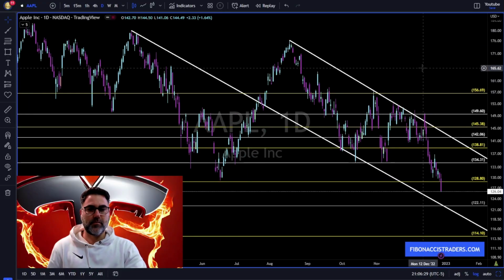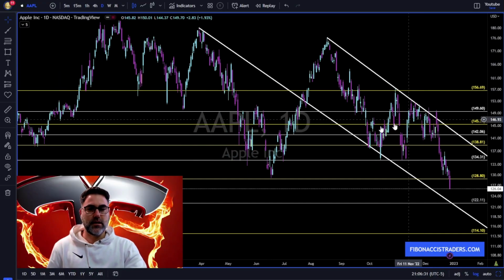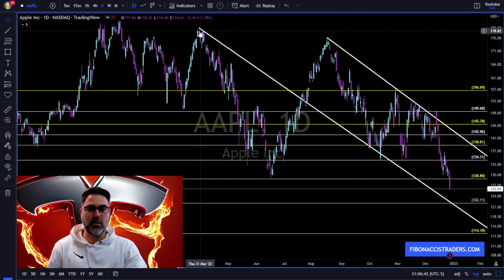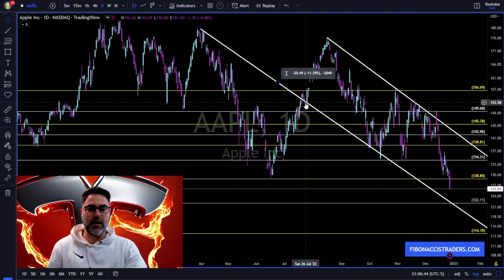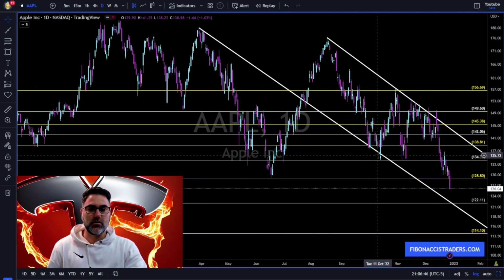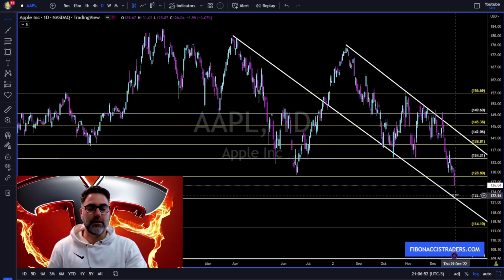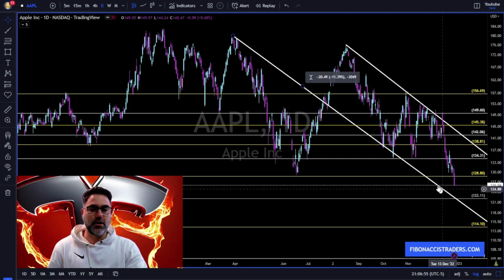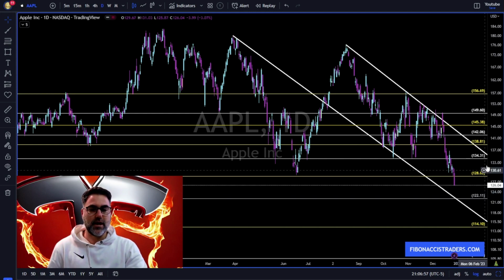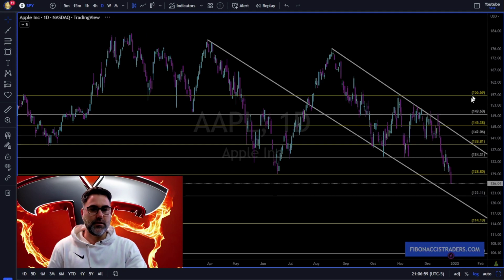We'll start with Apple. As we can see, breaking below June's low, now heading towards this trend line here and the 122. This trend line started in March 22 as resistance, then July, October as support, and now Apple, by joining Tesla on the dark side, is heading lower towards this trend line at the 122.